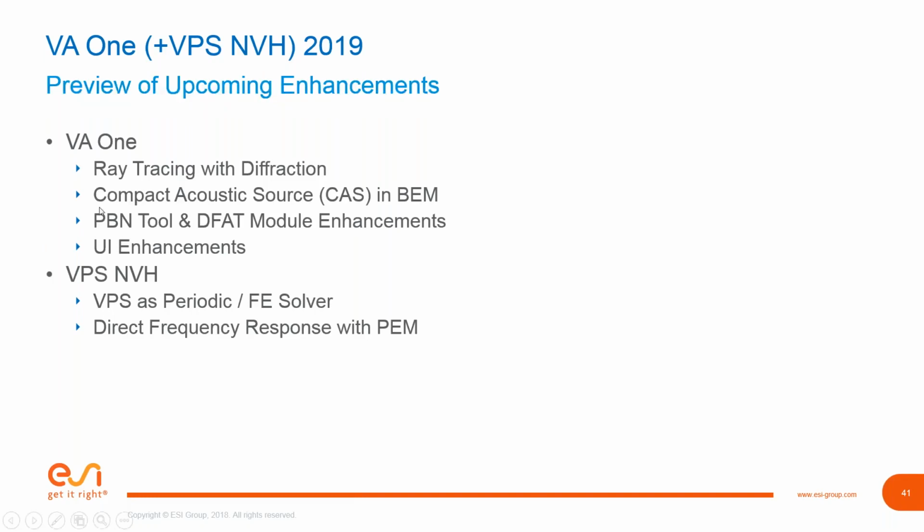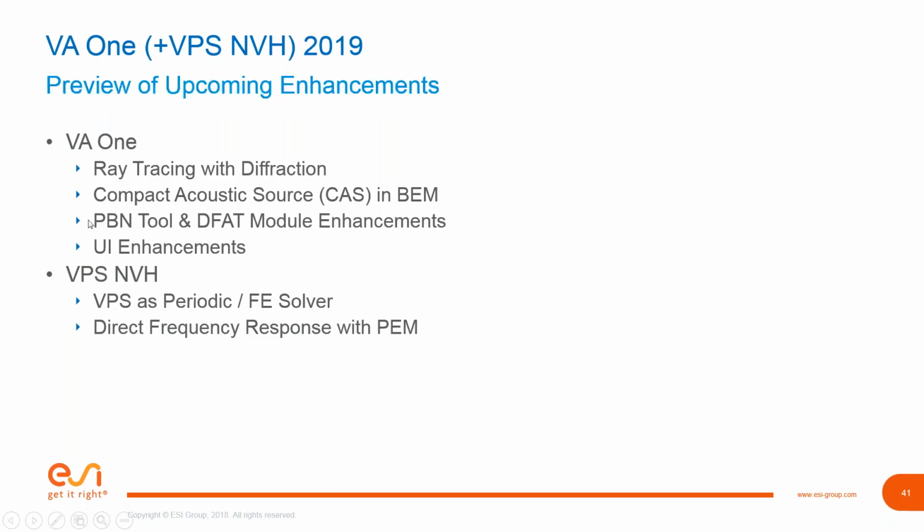which should be in fall of 19. Getting that compact acoustic source that's been so valuable for ray tracing, flexible and available as well in boundary element. So the user can have the same load and say, well, let's try it in ray tracing. Oh, I have more time now, let's try it in BEM. That's valuable, we're working on that.